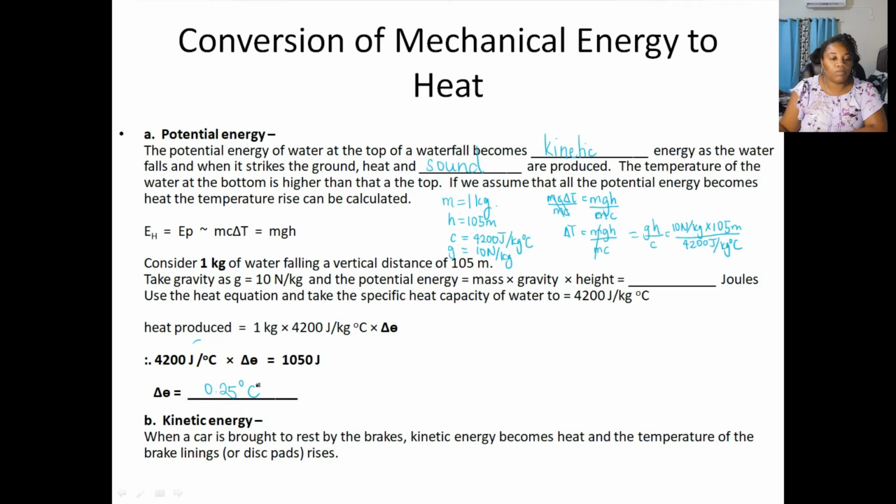Now, kinetic energy. When a car is brought to rest by the brakes, kinetic energy becomes heat and the temperature of the brake linings or disc pads rises. Now, all of this is just saying that anytime you exert energy in any form, whether it be potential, kinetic, work, because power is actually work, whether it is in any of those forms, just note that heat will be given off, and that's why you can relate all of these equations to heat being given off. That's basically it.